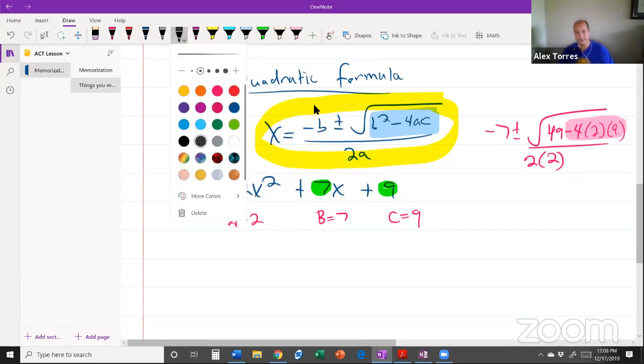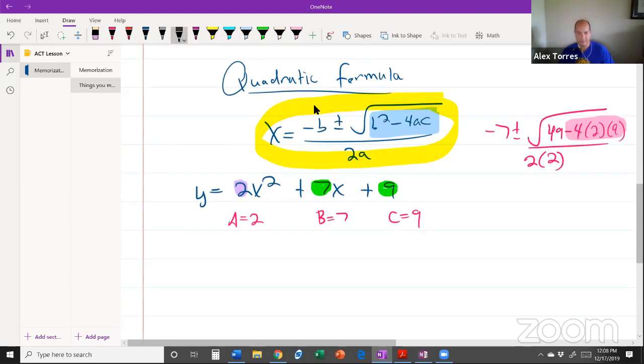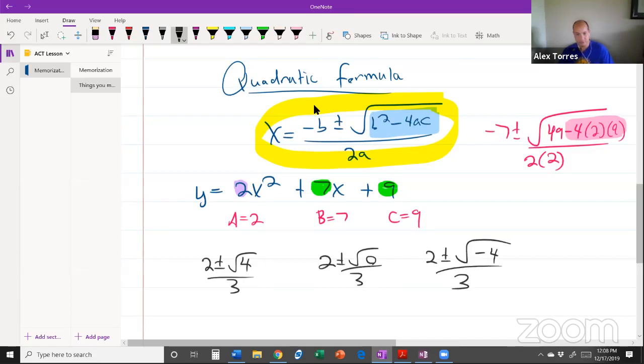So just inventing fake numbers here based on different values under the radical, I'll just say the quadratic formula would end up looking like 2 plus or minus square root of 4 over 3, 2 plus or minus square root of 0 over 3, 2 plus or minus square root of negative 4 over 3. So all I'm doing is varying this number. Everything else is staying the same.